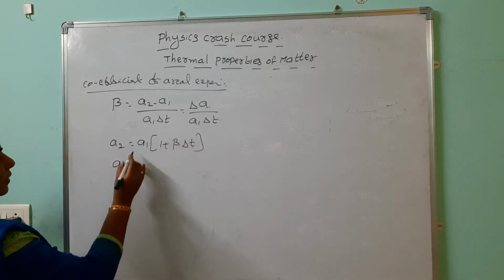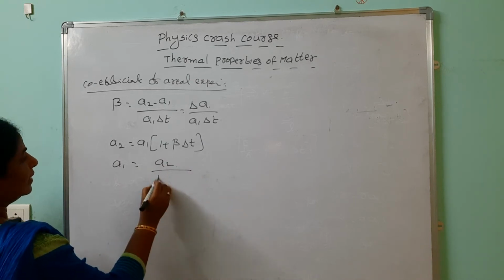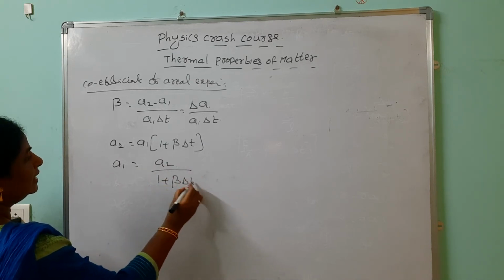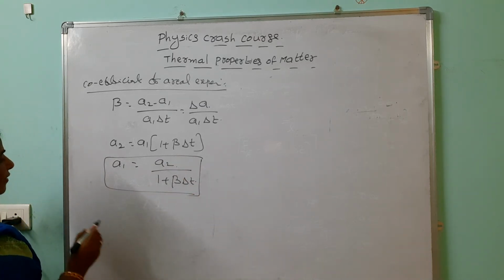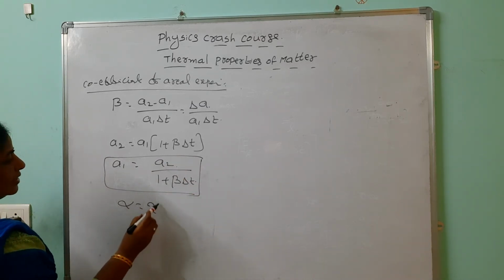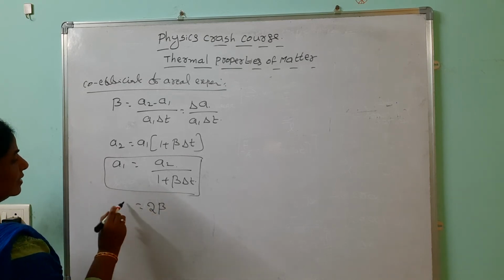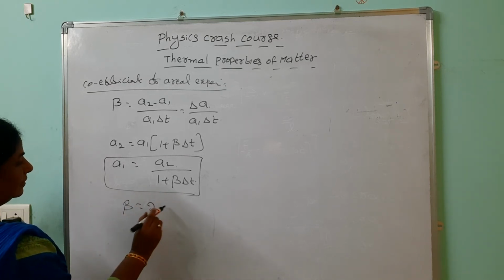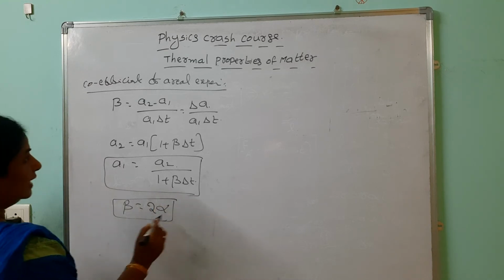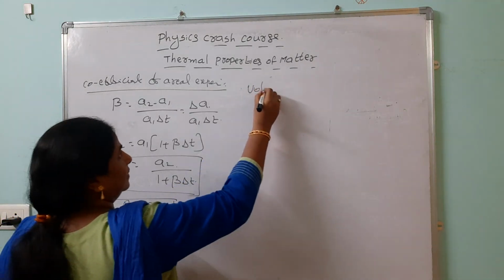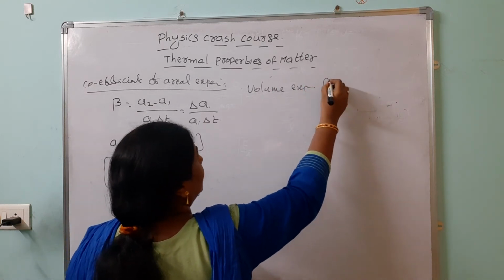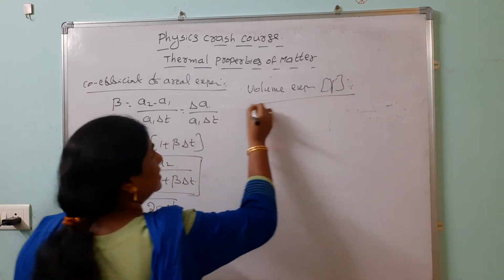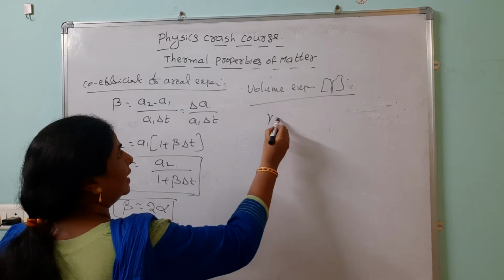From this, how to express A1? A1 equals A2 by 1 plus beta into change in temperature. At the same time, remember the relation between alpha and beta: beta equals 2 times alpha. The next one is volume expansion, and the coefficient of volume expansion is represented by gamma. Same thing here, you are taking gamma equals.